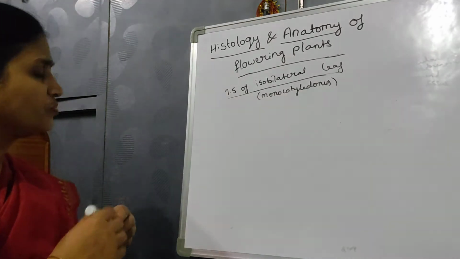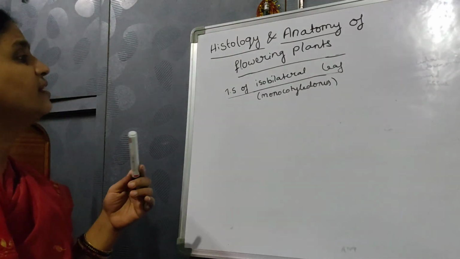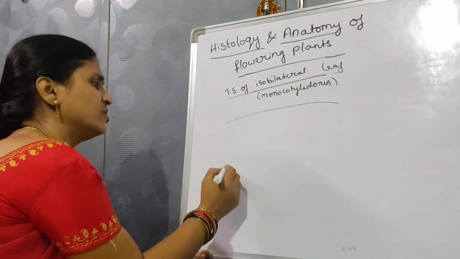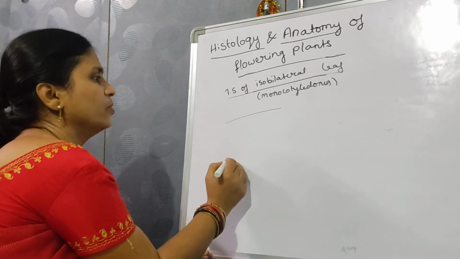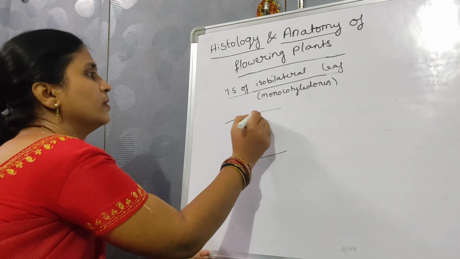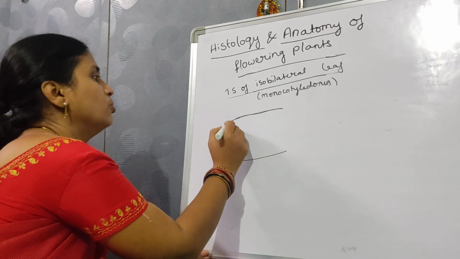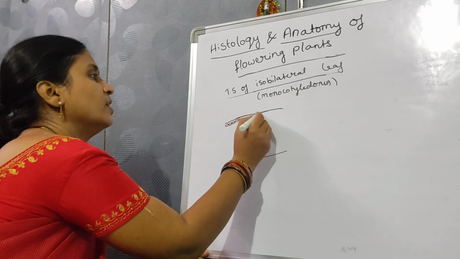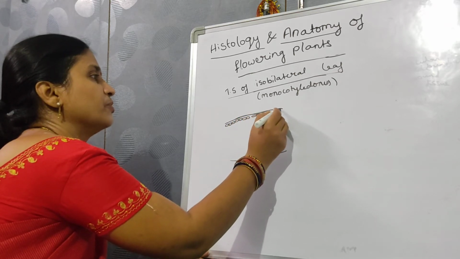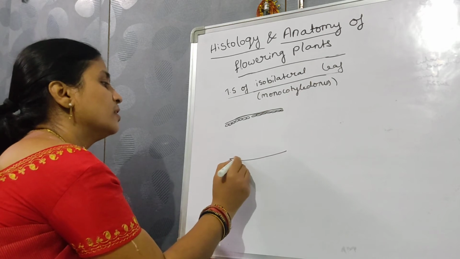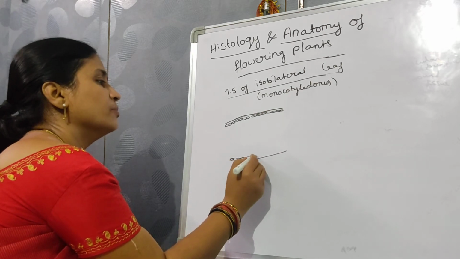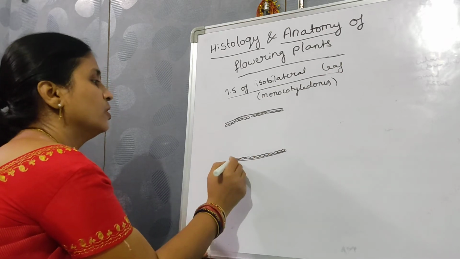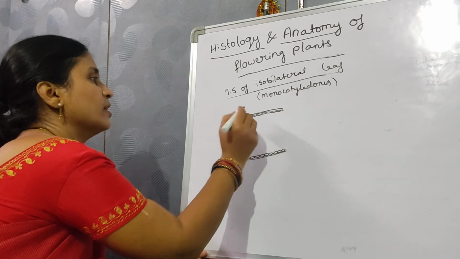It is also going to have the upper epidermis and the lower epidermis covered by a thin cuticle. Both the upper and lower surfaces are going to have stomata equal in number. If two are present in the upper epidermis, two will be present in the lower epidermis. If one stomata is present in the upper epidermis, one stomata is present in the lower epidermis also. This is the stomata. This is the stomata.